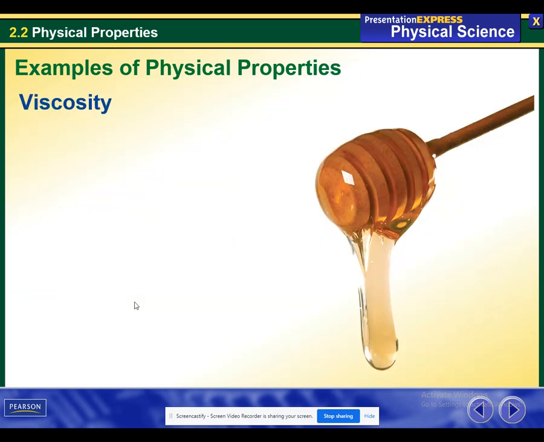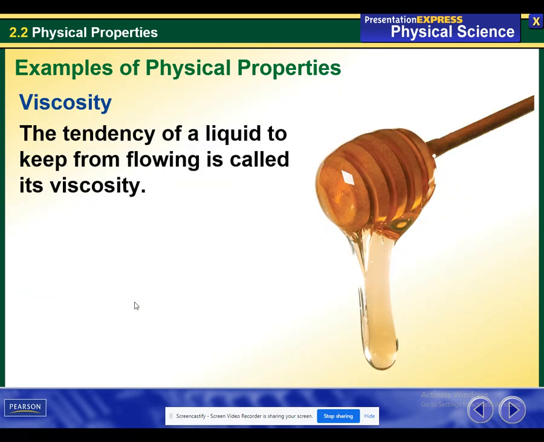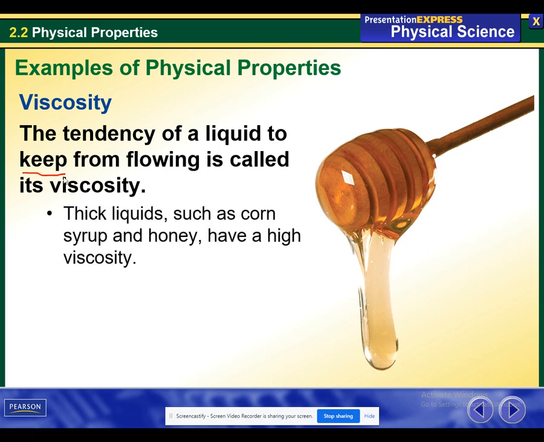So the first one we're going to cover is viscosity. Viscosity's definition is the tendency of a liquid to keep from flowing. So it doesn't want to flow. So anything that is a thick liquid, some examples are corn syrup and honey, these have a high viscosity, which means they flow slowly. Well, cannot spell slowly. Let's rewrite that. That looks sloppy. Slowly.